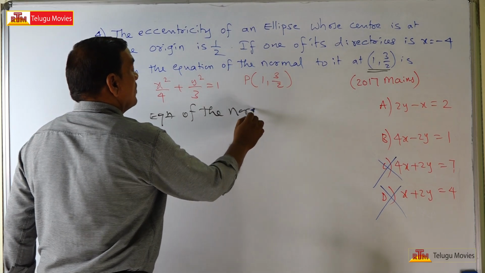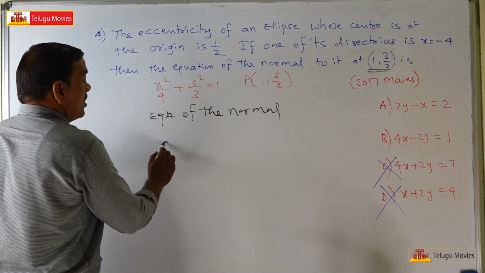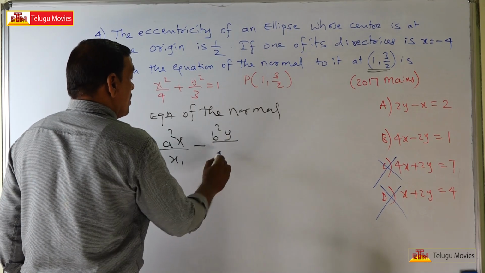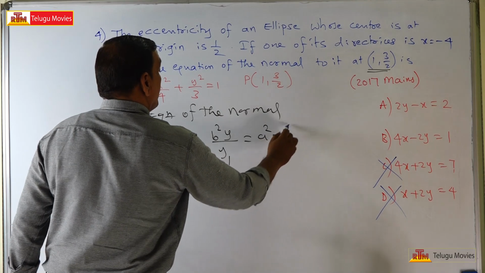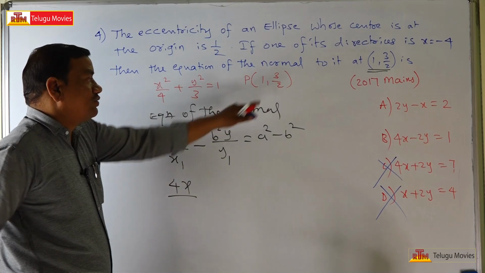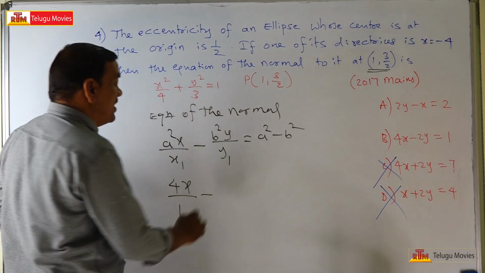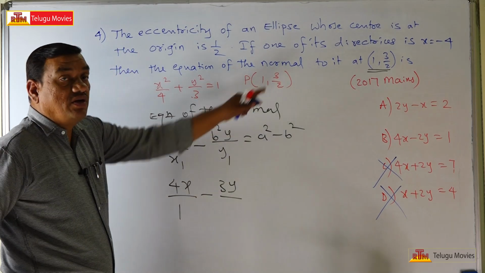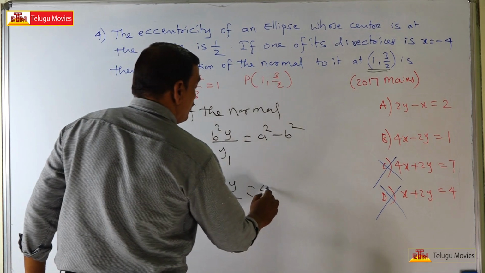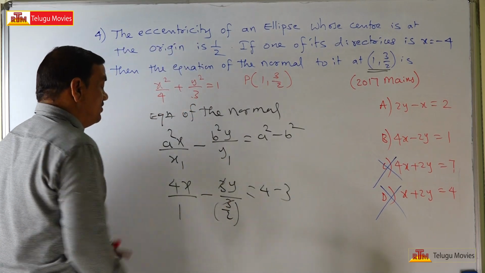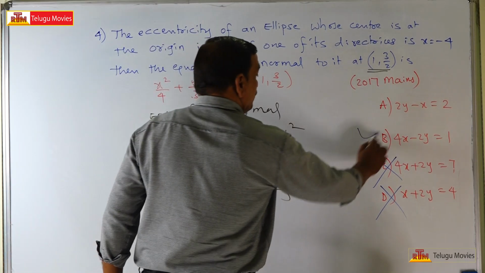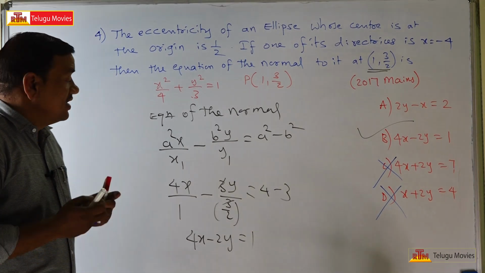The equation of the normal formula is a square x by x1 minus b square y by y1 equals a square minus b square. So what is our a square? 4x by x1 means 1, minus b square, 3y by y1 means 3 by 2, equals a square minus b square, that means 4 minus 3. So clearly the 3 will cancel. This is 4x minus 2y equals 1. Therefore 4x minus 2y equals 1 is the correct answer.